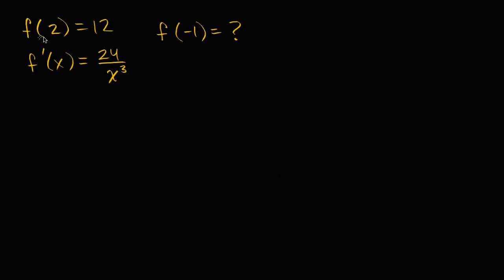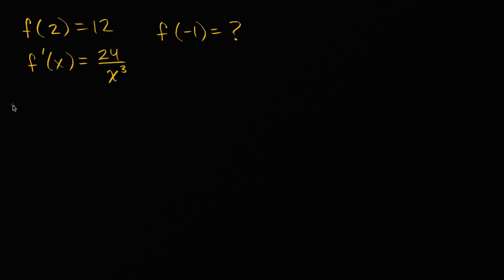So we're told that f of 2 is equal to 12, f prime of x is equal to 24 over x to the third, and what we want to figure out is what is f of negative 1. All right, so they give us the derivative in terms of x, so maybe we can take the antiderivative of the derivative to find our original function.